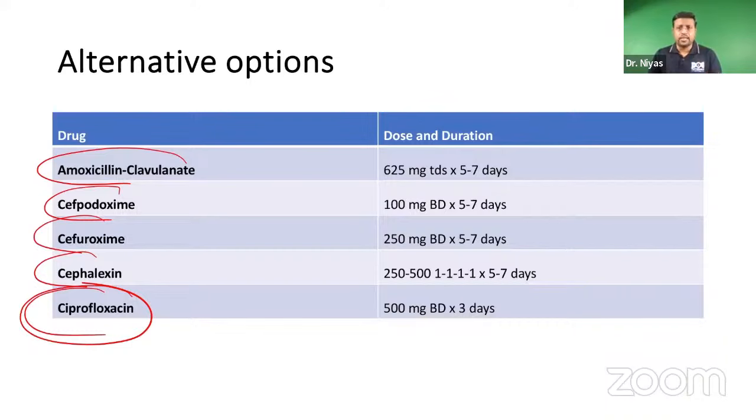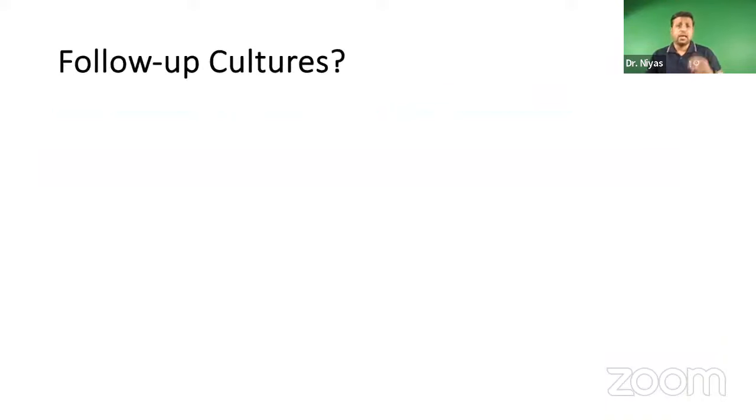If susceptibility is proven and the other drugs are not available, you can give 500 milligrams BD for 3 days. And what about follow-up cultures and follow-up urinary examination? It's a common practice to do all these tests. So there is no indication to do a repeat urine test to see if the pus cells have resolved. There is no such indication.